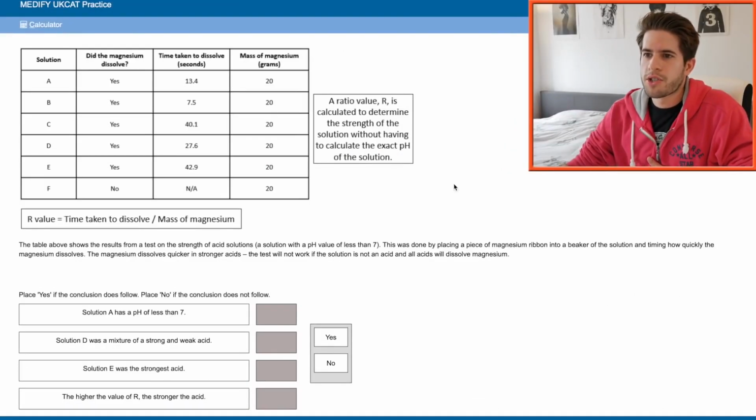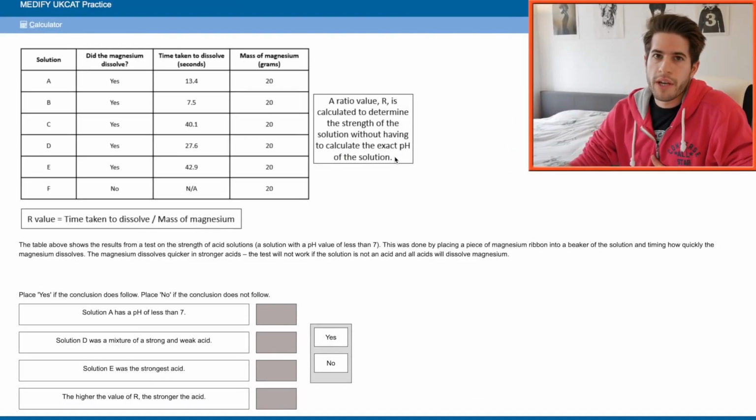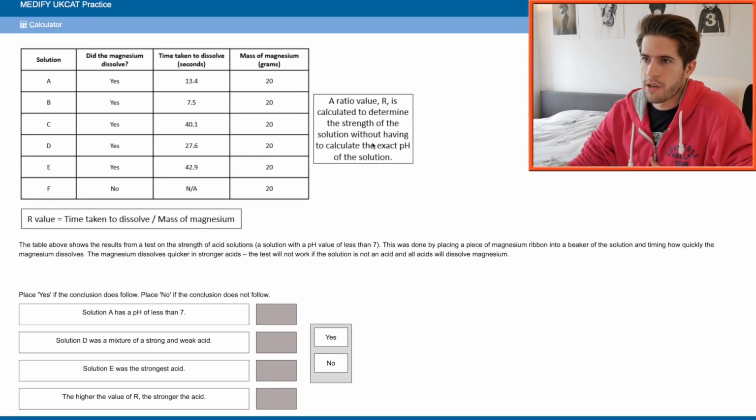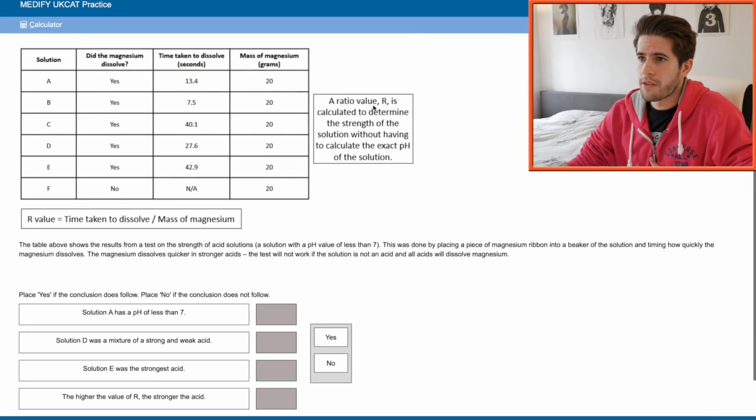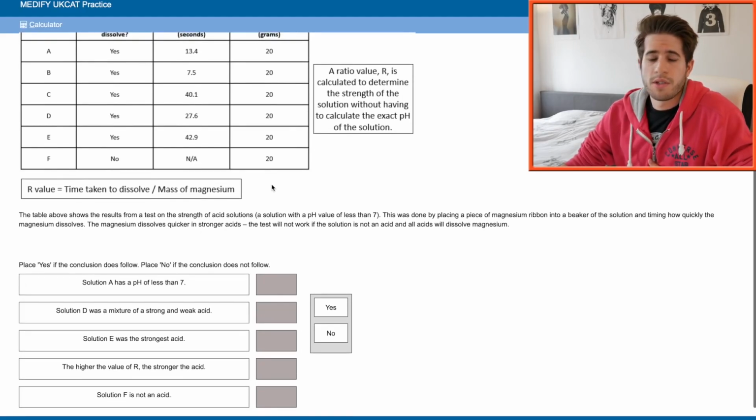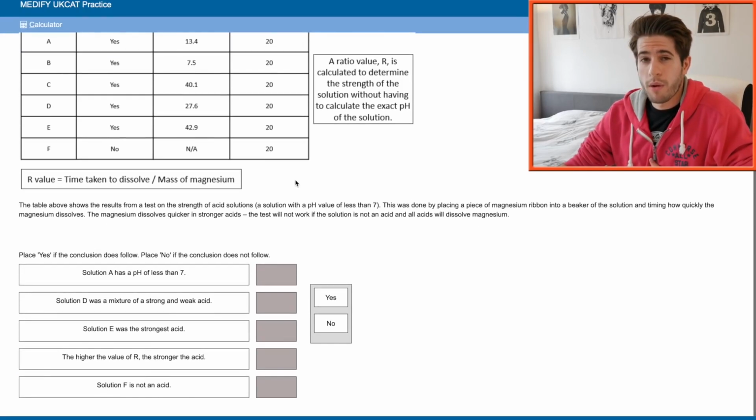Okay, this question looks like a horrible nightmare throwback to chemistry in high school and in university, but let's take a look and see what we can do. Ratio value R is calculated to determine the strength of the solution without having to calculate exact pH solution. Okay, fine. Time taken to dissolve over mass of magnesium. This question is going to take a long time to answer. I would probably guess and move on and come back to it if I was doing the test, but let's see what I can do.